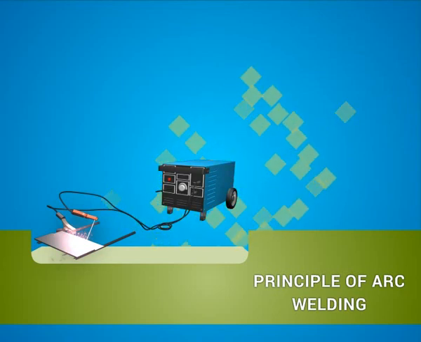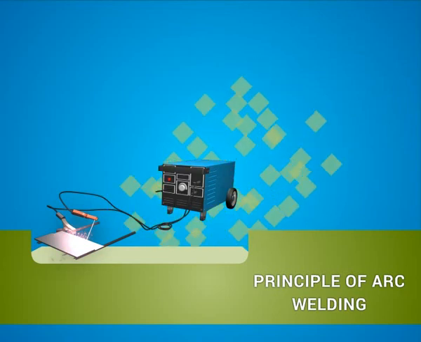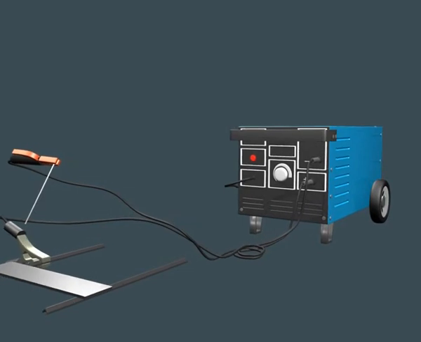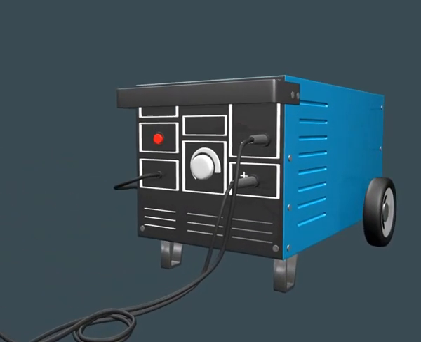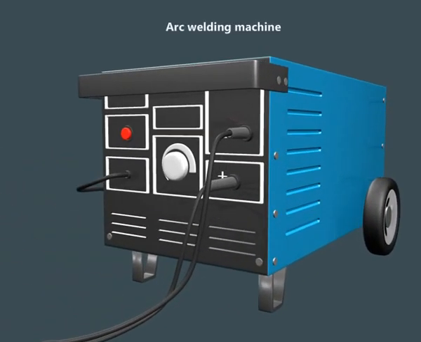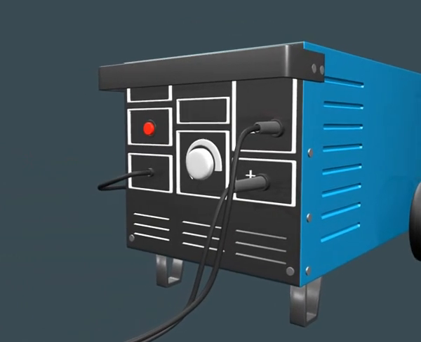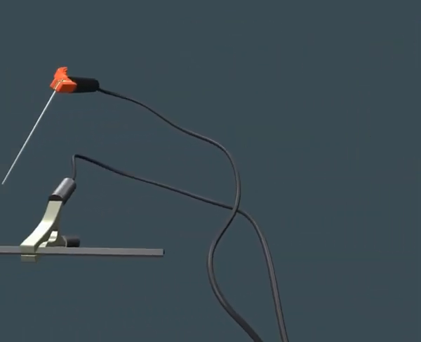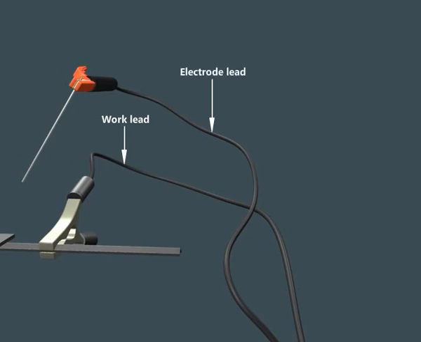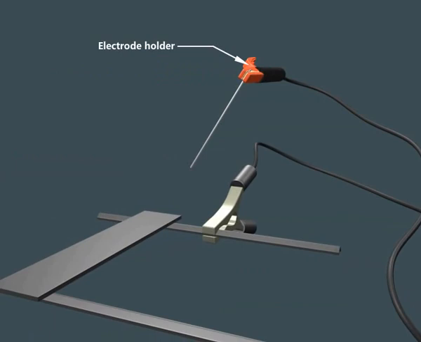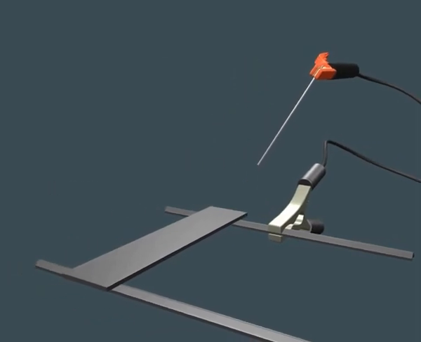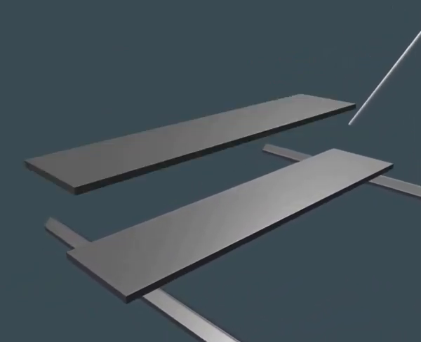Principle of arc welding. Now we are going to see about the principle of arc welding. The arc welding consists of arc welding machine, work lead, electrode lead, electrode holder, flux-coated electrode, clamp and metal plate. In arc welding, the electrical energy is converted into heat energy.